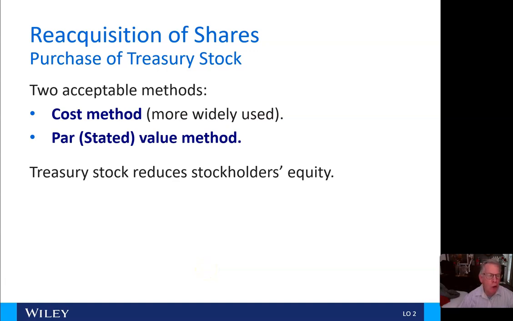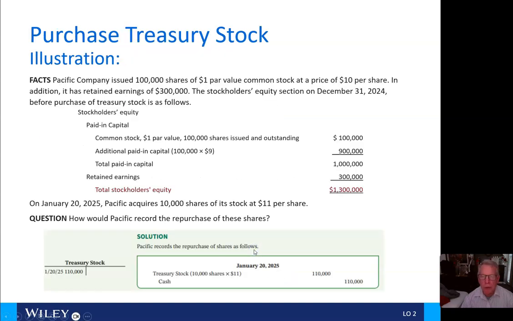Hi, everybody, and welcome back to video number 4 in chapter 14. When we left off, we were looking at the two acceptable methods of purchasing treasury stock: the cost method, of course, most widely used, and the par value method. Treasury stock, of course, reduces stockholders' equity. Let's take a look at an illustration.